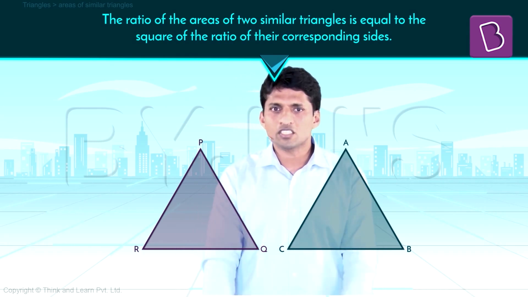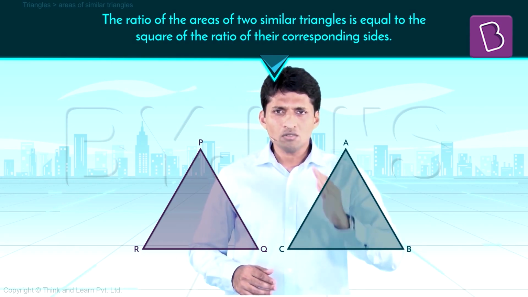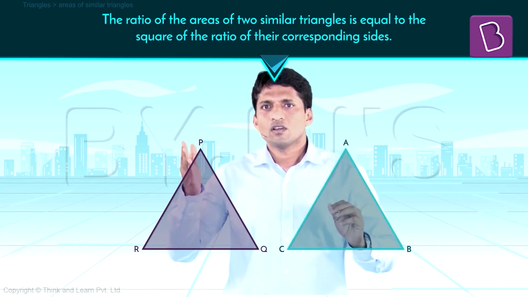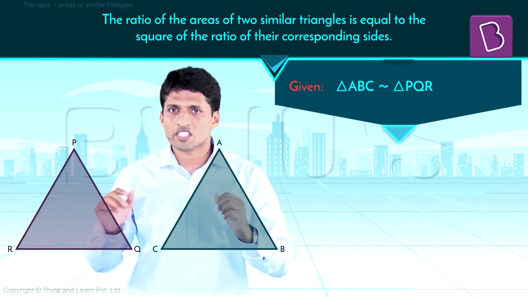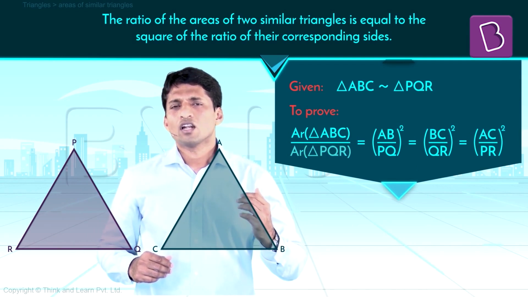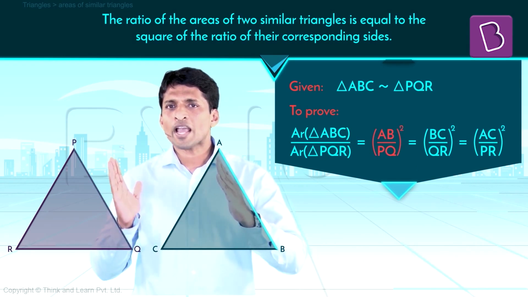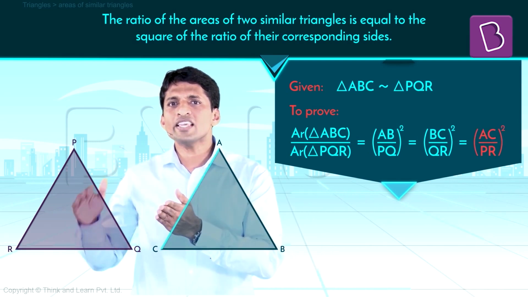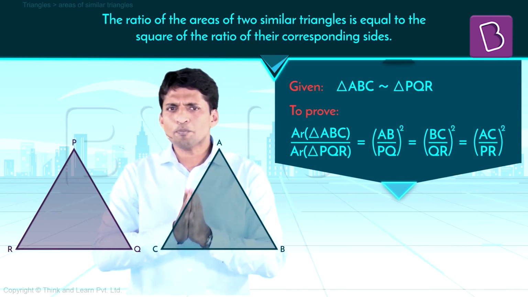So let's try proving this theorem, and it's an easy one. I'm very sure you'll find it easy. Take a triangle ABC. Take a similar triangle PQR. Here ABC and PQR are similar. Area of ABC by area of PQR equal to, what is it that we need to prove? We need to prove that (AB by PQ) whole square equal to (BC by QR) square equal to (AC by PR) square. This is what we need to prove.